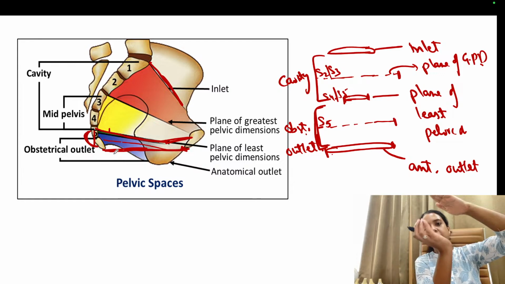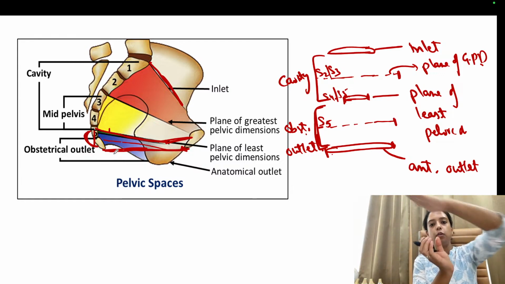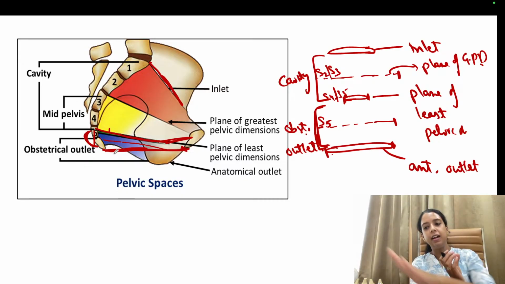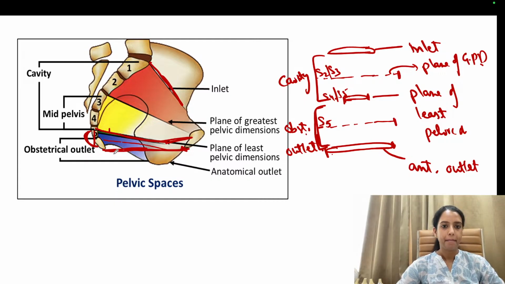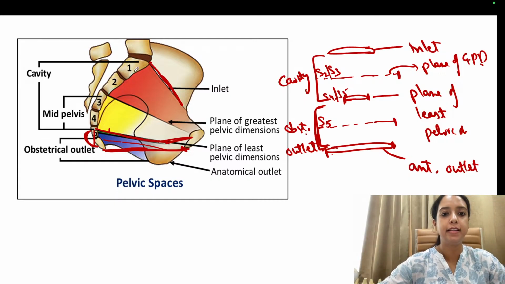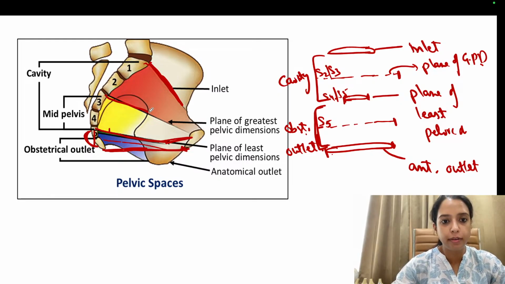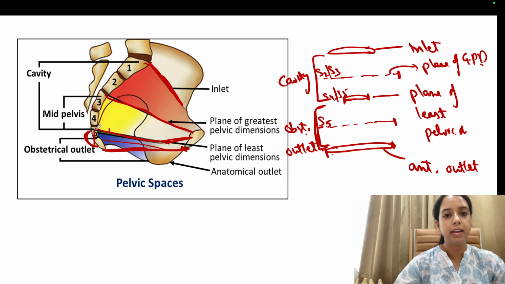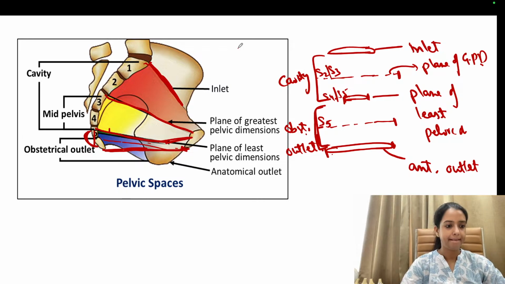Inlet, plane of least pelvic dimension, anatomical outlet. In between these two, plane of greatest pelvic dimension and plane of obstetrical outlet. Simple. So by seeing these, can we define? This is the inlet, obviously. This one from S2, S3 is the plane of greatest pelvic dimension. This one, S4, S5, plane of least pelvic dimension. This one from the lower border till the tip of the coccyx, anatomical outlet. Okay? Got it?